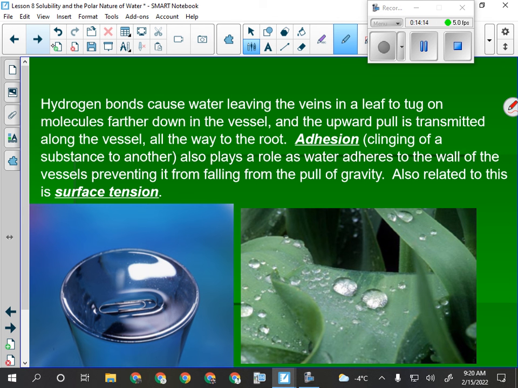If you've ever taken your car to the car wash and waxed it, you see that the water beads and sits on it and runs off instead of just spreading.